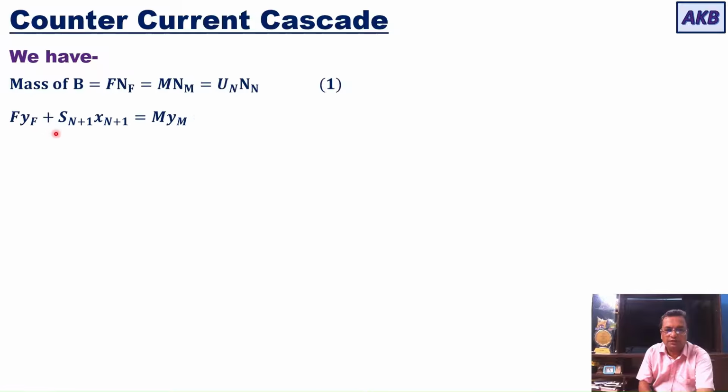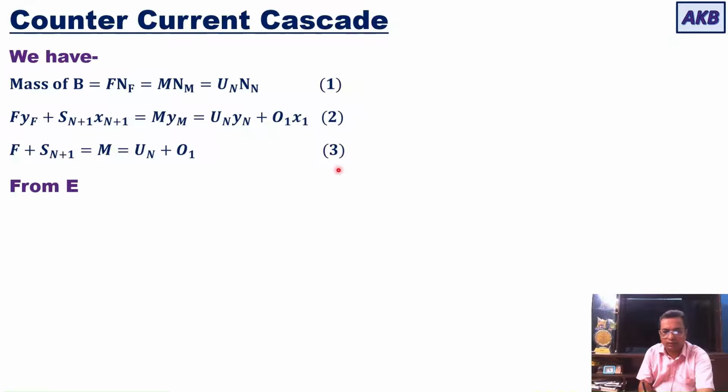Then F into YF plus Sn plus 1 into Xn plus 1, that is equal to M into YM, that is equal to UN into YN plus O1 into X1. That was equation 2. And then equation 3 is F plus Sn plus 1, that is equal to M, that is equal to UN plus O1. And that was equation number 3.